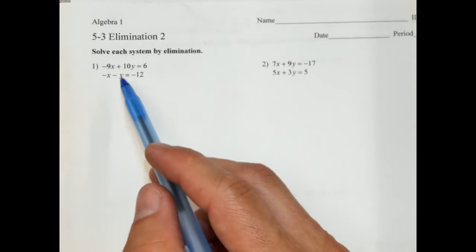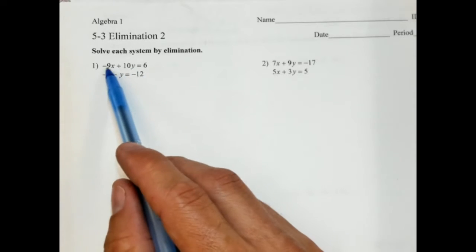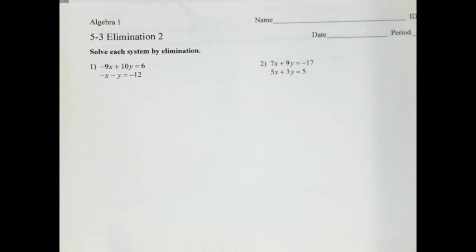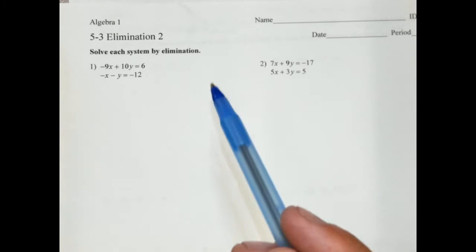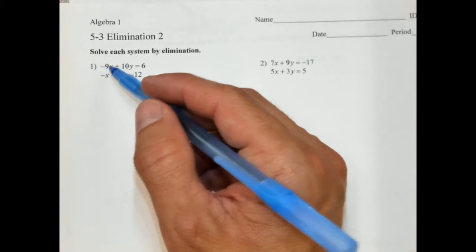Hey everybody, so we're going to start the second elimination activity where it's a little more advanced, so let's jump right into it. You'll notice with this system of equations, neither one of the variable pairs have matching coefficients. So instead, what we're going to do is pick a variable and then multiply them by opposite coefficients. So in this case, we'll choose the x value.